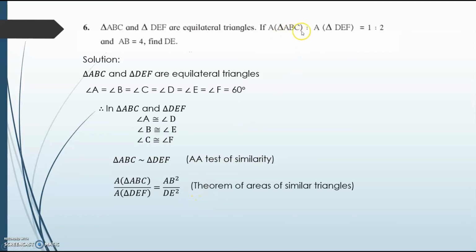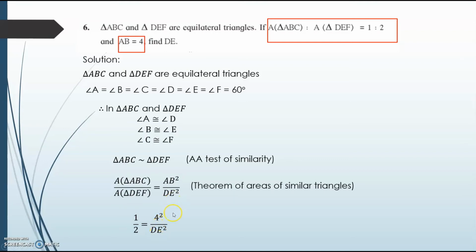Now, here we are given the ratio of area of triangle ABC to area of triangle DEF is 1:2. So, we can apply that here, 1:2, and AB value is given to be 4. We can put that also. Now, look at this step. 1 is a perfect square of 1. 4 squared is a perfect square of 4.